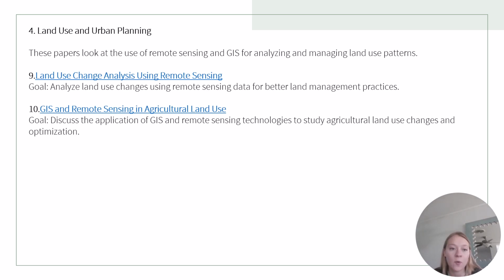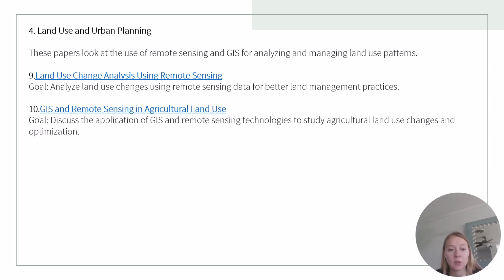So theme number 4 is land use and urban planning. These papers will specifically look at the use of remote sensing and GIS for analyzing and managing land use patterns. So paper number 9 is land use change analysis using remote sensing. The goal here is to analyze land use changes using remote sensing data for better land management practices.